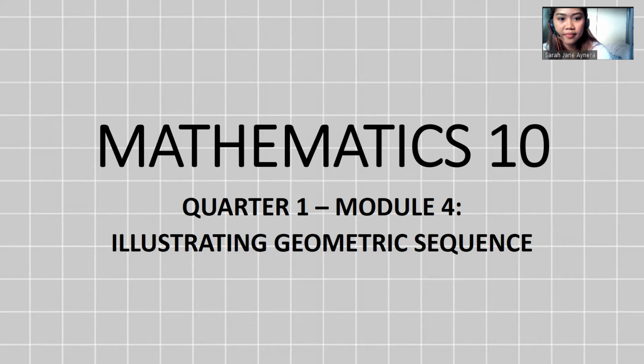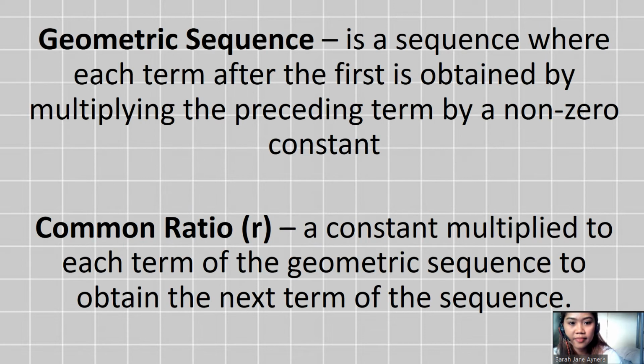In this video lesson, I am going to discuss Quarter 1 Module 4, Illustrating Geometric Sequence. Let us first define some important words that you are going to encounter throughout the discussion. First is the geometric sequence. It is a sequence where each term after the first is obtained by multiplying the preceding term by a non-zero constant.